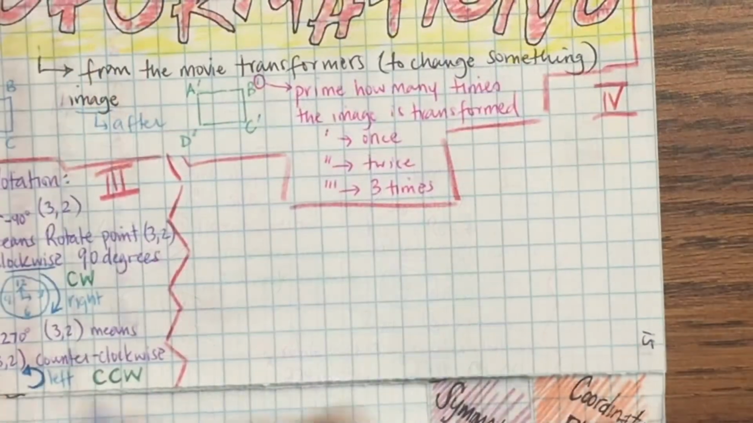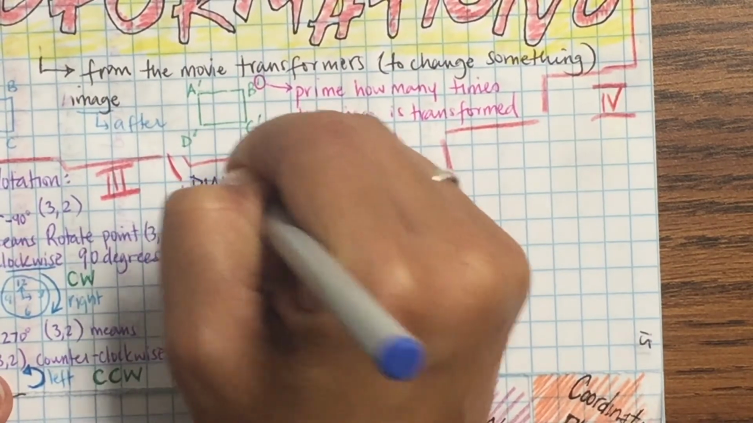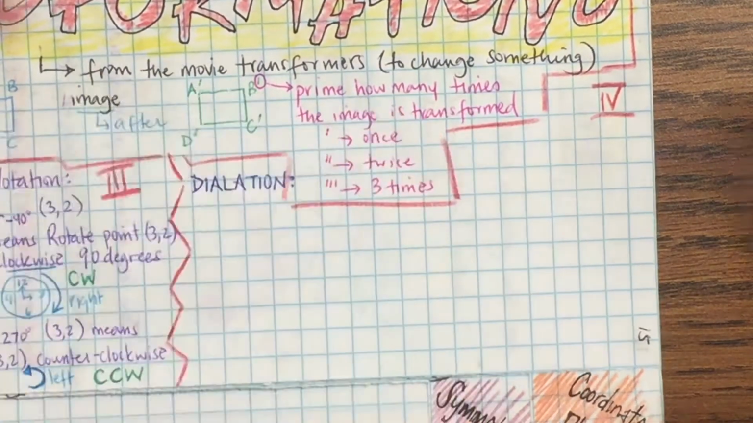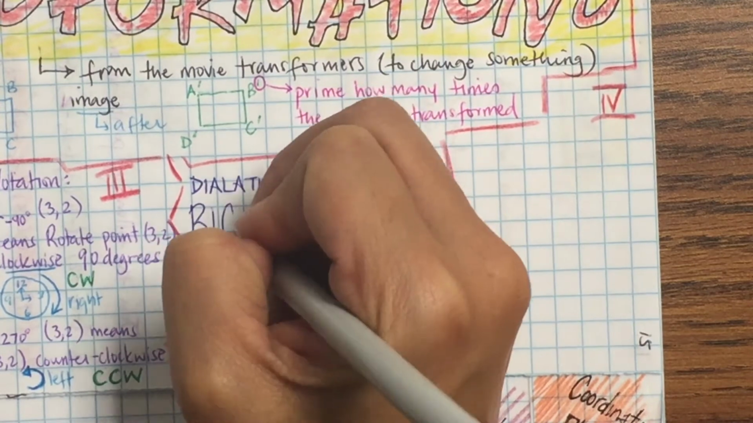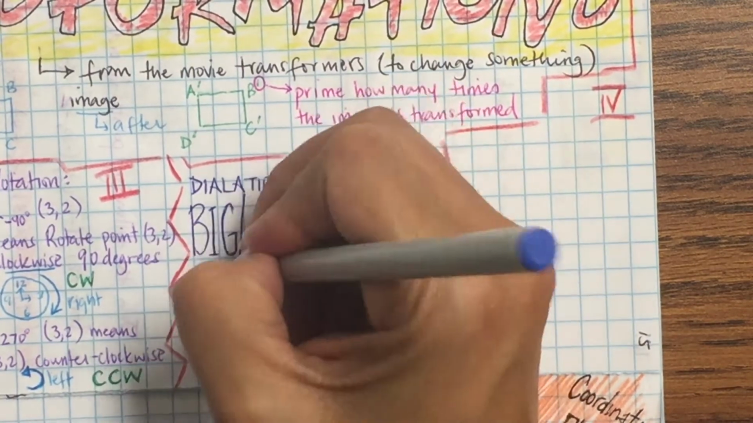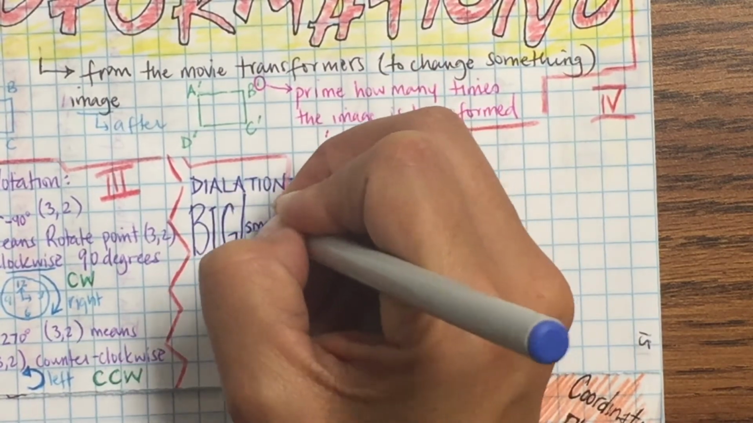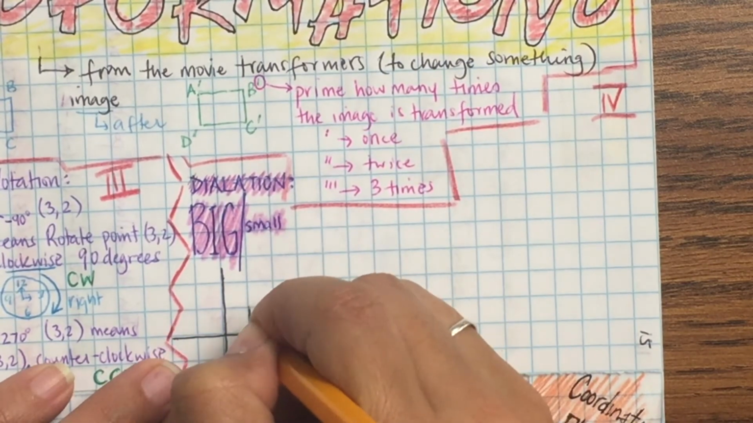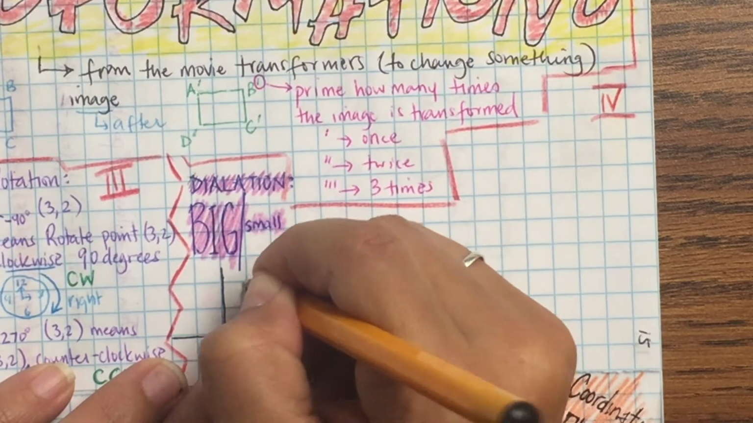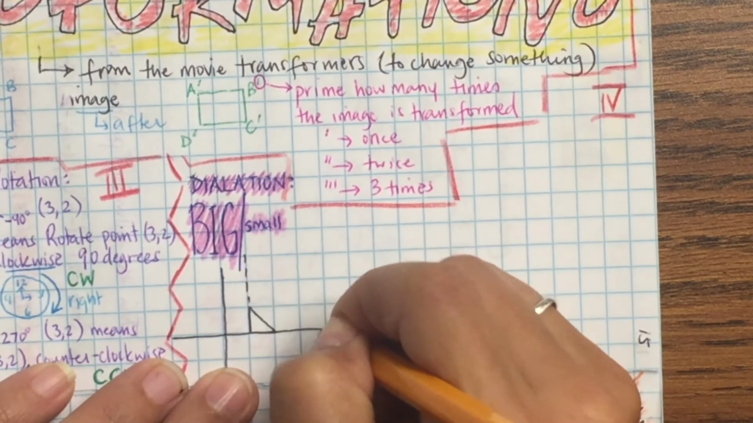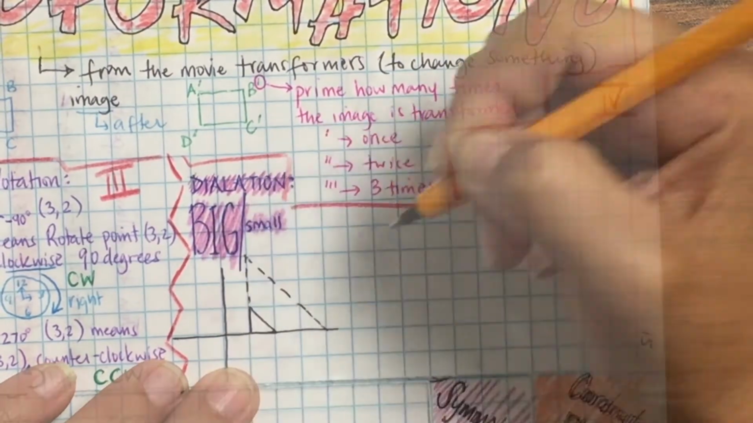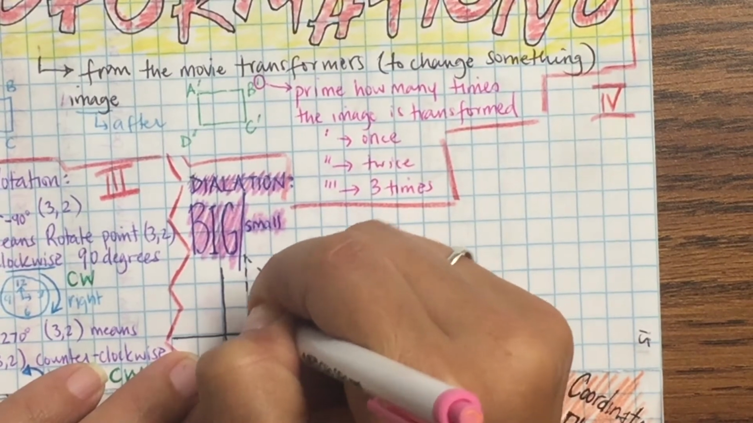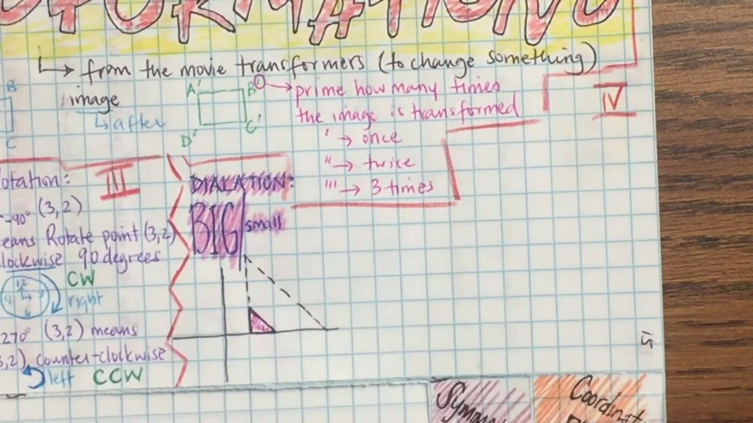Alright, last one in the fourth quadrant, the last transformation we're going to look at is called a dilation, and that simply means to make something bigger or smaller. So if I had a little triangle and I made it bigger, it would be a bigger triangle. And I'm going to increase this by a scale factor of 3. That means all the sides get 3 times longer. You can see it gets bigger.